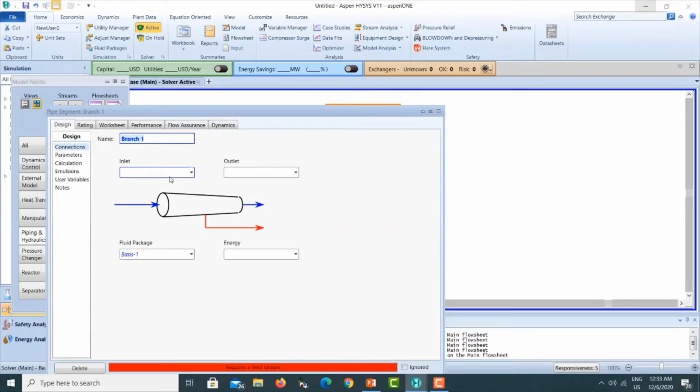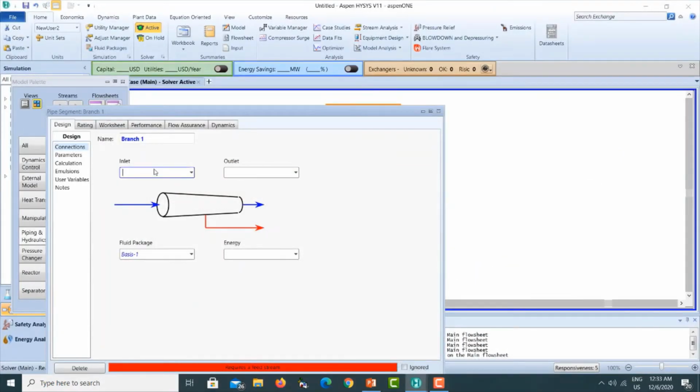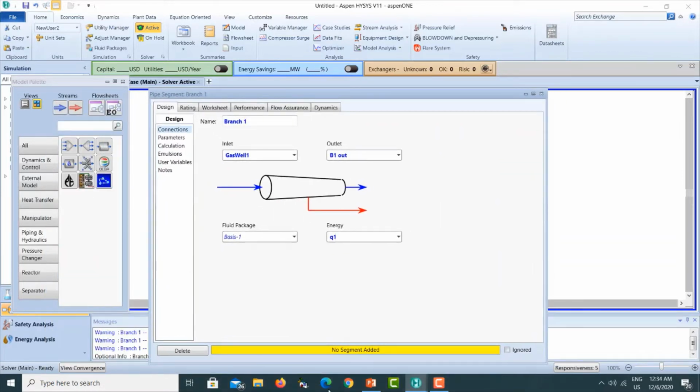The topographic information given to us here, we are following for branch 1. This one we can take from gas well 1. The outlet of this one is B dash out. You can give them any other name also, but I'm just giving this name to this stream. Now we need to give some information. Here it says there is no segment added, so we need to add the segments.